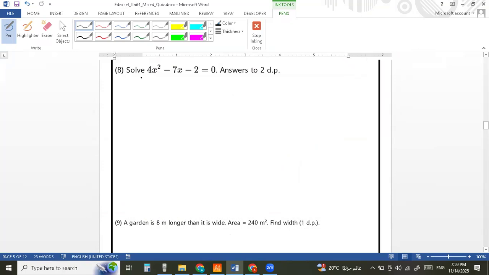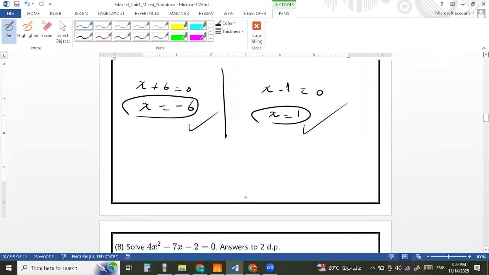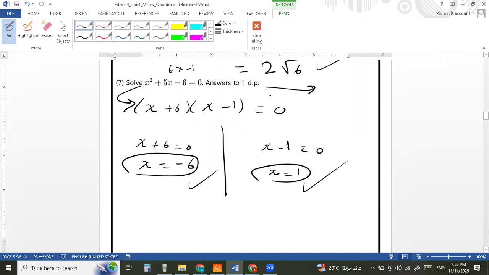Question 8 says to solve this quadratic equation, and they wanted the answer in two decimal places. No problem at all. I forgot the first one. Did they ask you to write anything? Well, our answers were whole numbers, so nothing was requested. Oh, one decimal place. Don't forget, one decimal place. I made a mistake, Mister. It must be negative 6.0. Don't forget, it is 1.0. They need to see one decimal place, then show them one decimal place.